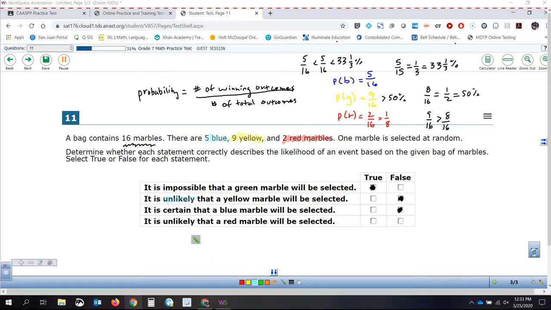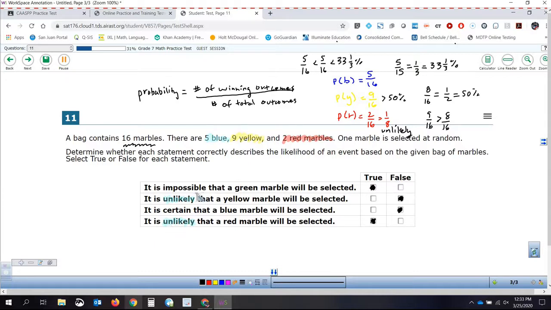Well, there we go again with that term, unlikely. Well, let's take a look at it. We already said that it's 2 out of 16 or 1 out of 8. So we have a 1 out of 8 chance. Does that qualify as unlikely? If we're picking 16 marbles, there's only 2 of them that are going to be red. Or if we were picking 8 marbles, there would only be 1. So I would say yes, it is unlikely.